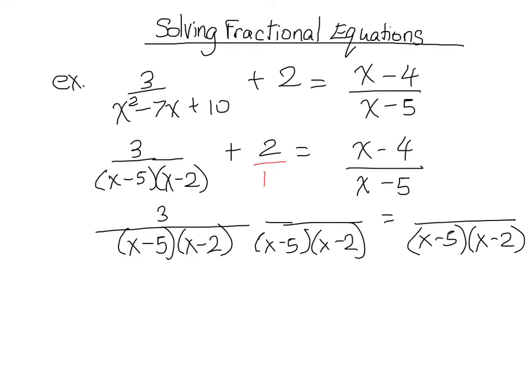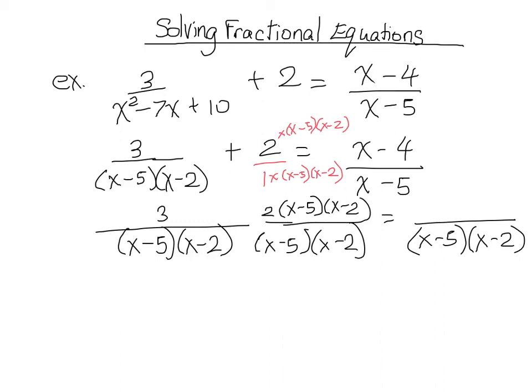Now we don't have to change our 3 here because it's already over x minus 5, x minus 2. So we can just rewrite that 3. Now we have to ask ourselves the question, what do I have to multiply 1 by in order to get to x minus 5, x minus 2? All right, so you most likely know that we just have to multiply by x minus 5, x minus 2. So here we have 1 times x minus 5, x minus 2, but we have to do the same thing to the top. So we're going to have to multiply that by x minus 5, x minus 2. And that will give us 2 times x minus 5, x minus 2.